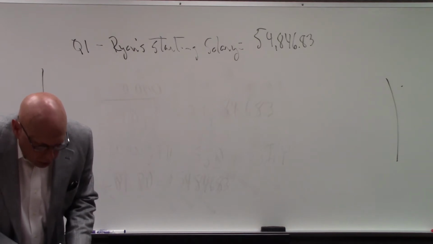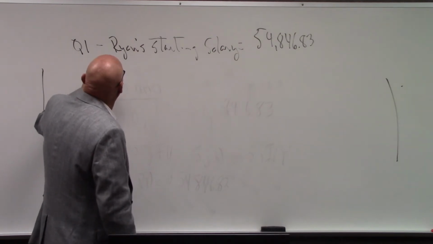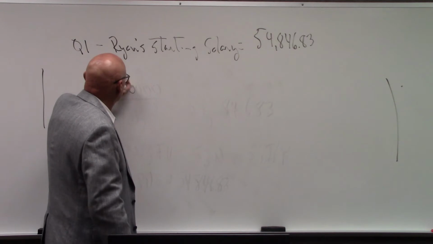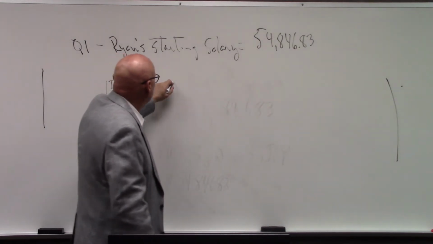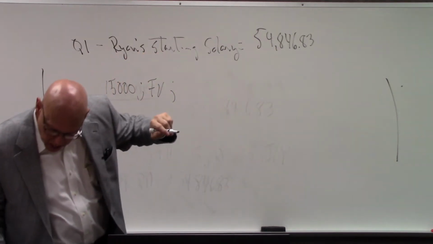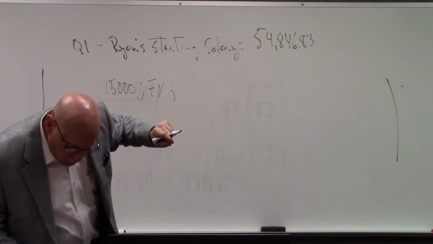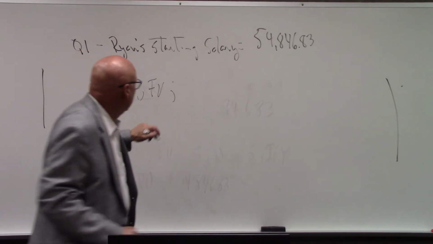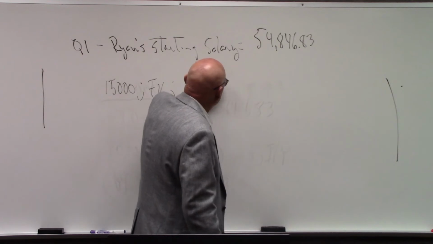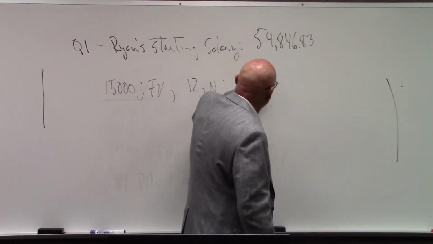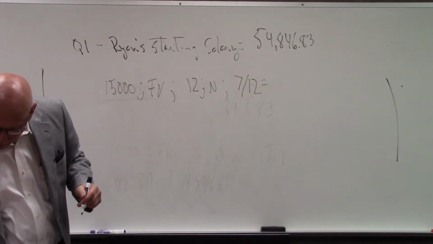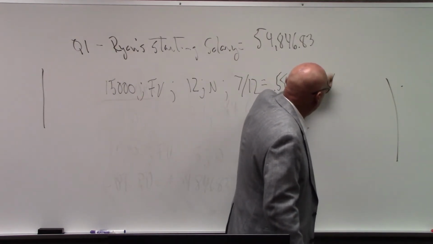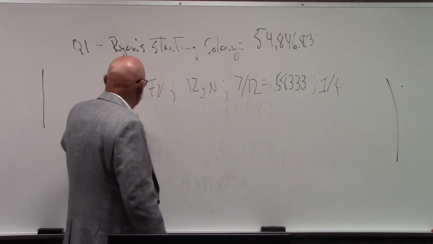So, 15,000 is the future value. Question number 4, how long does he have? The wedding is in 12 months, so 12 is the N, and 7 divided by 12, 0.5833, is the I/Y. Compute payment.